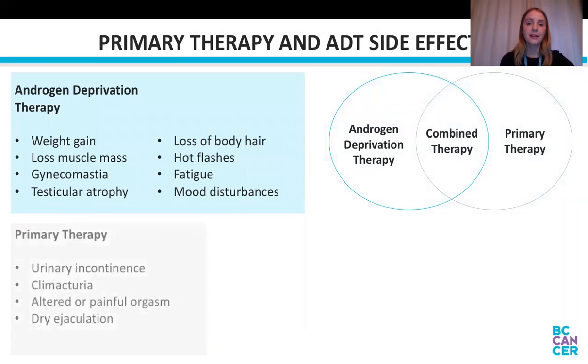Now, some side effects from surgery or radiation may include having urinary incontinence, which is the leakage of urine, climacturia, or the leakage of urine with orgasm, altered or painful orgasm, or dry ejaculation. Now, when you are on both a primary therapy and hormone treatment, you are at a greater risk for developing further or worsening side effects.